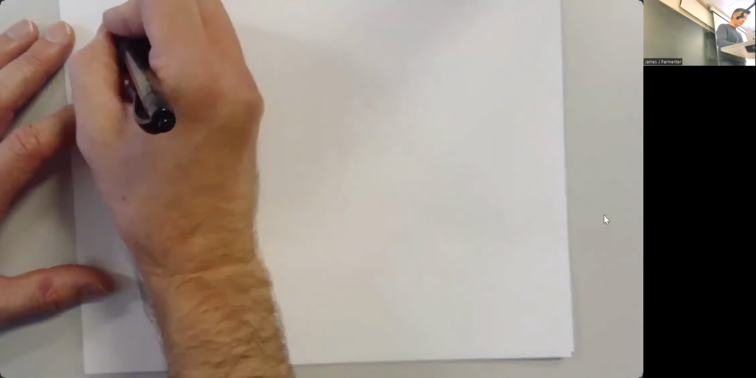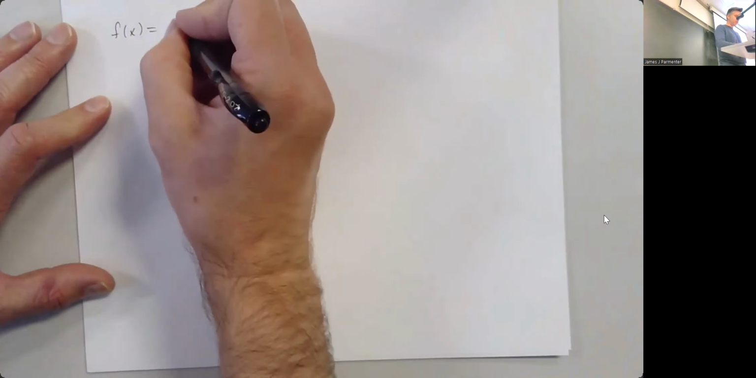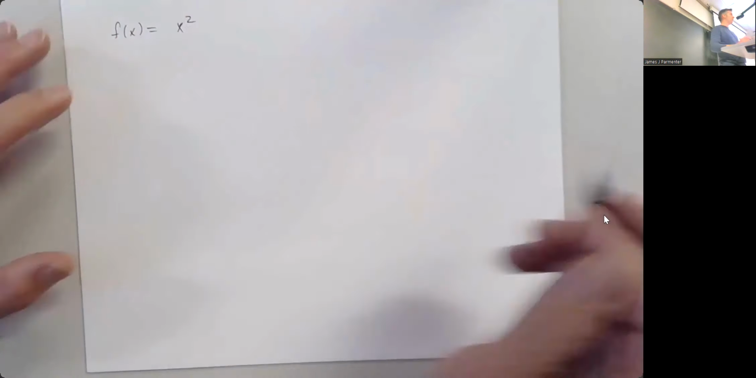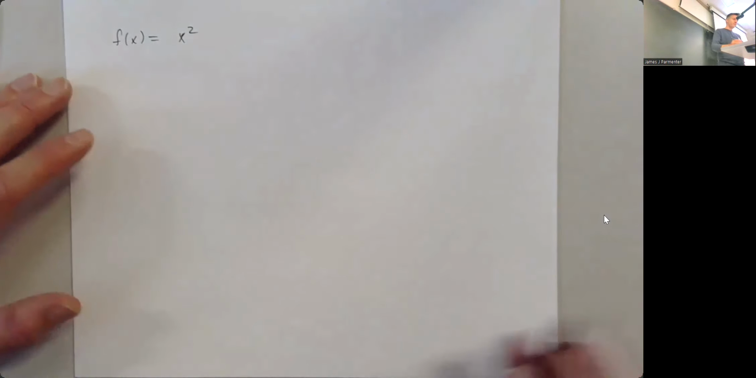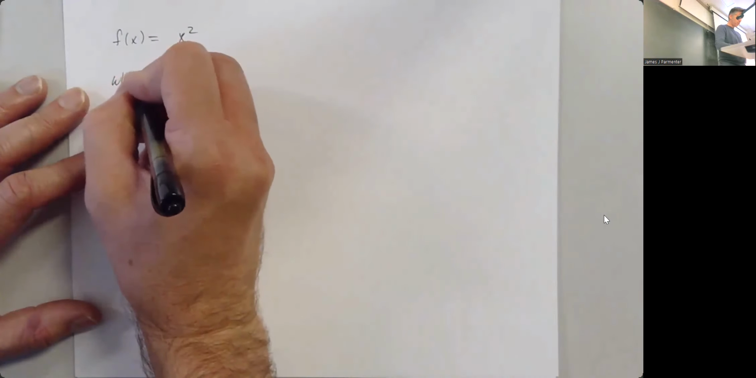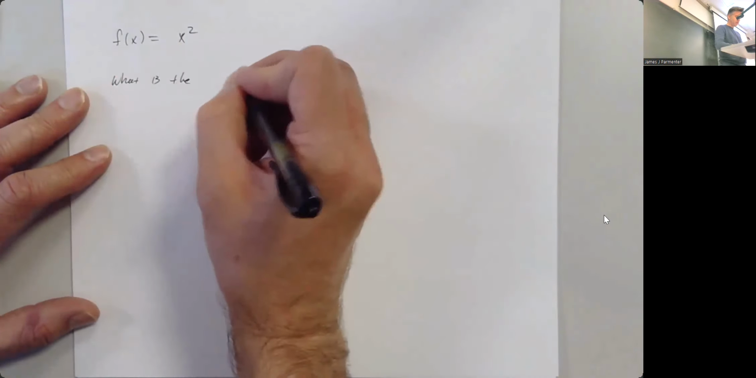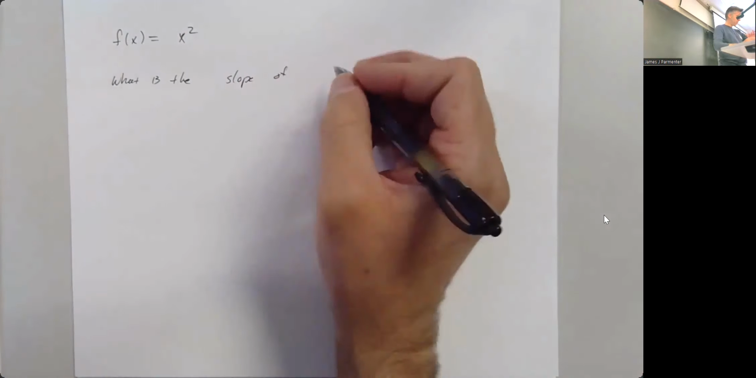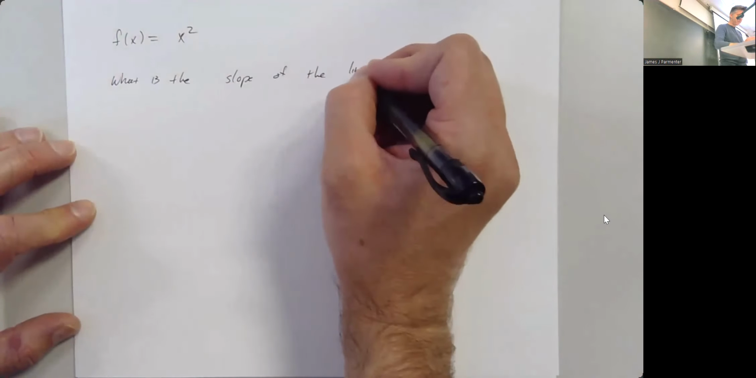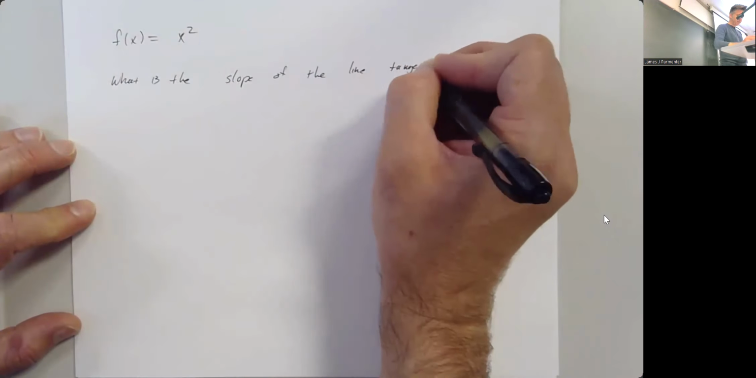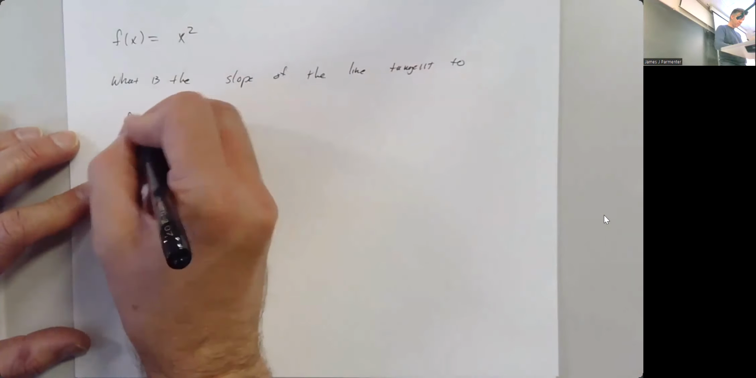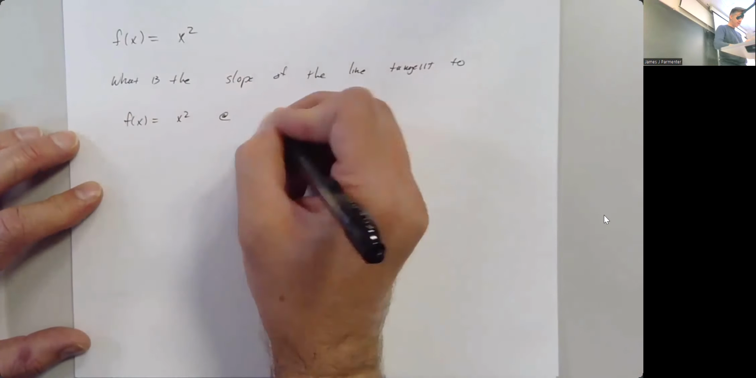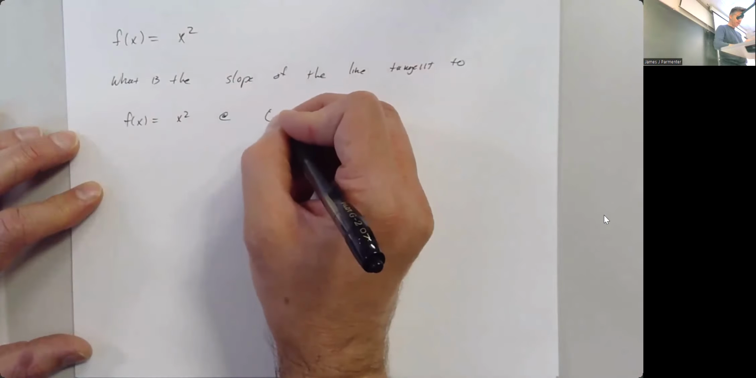So let's say we've got the function f of x equal to, sure, let's pick an easy one, x squared. And we would love to know what is the slope of the line tangent to f of x equal to x squared at the point -1, 1.